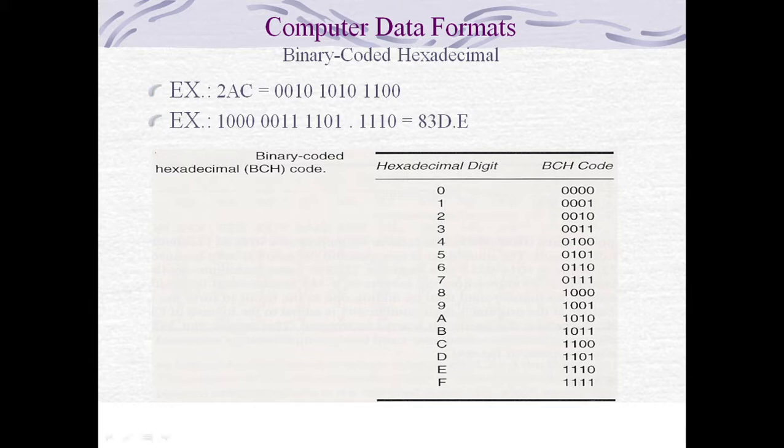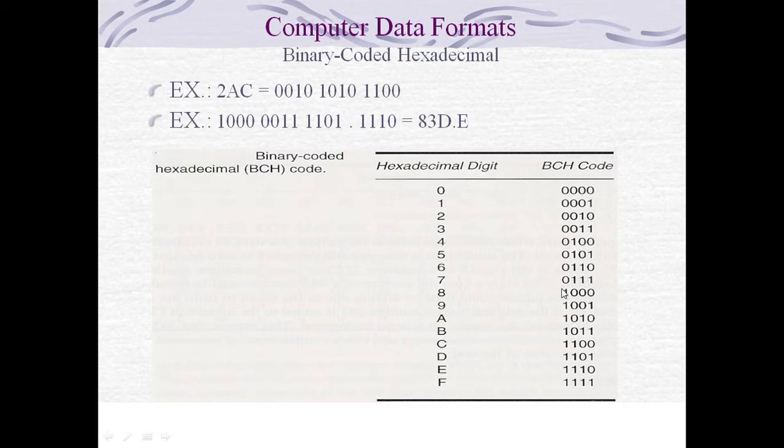So here we have a binary coded hexadecimal table where we have 16 digits, the hexadecimal digits, and there is a 4-bit binary code for each hexadecimal digit. So 0 to 9 and then A to F, these are the hexadecimal digits, and each hexadecimal digit is represented with a 4-bit code, and that is 0000 for the 0, and 0001 for 1, 0010 is for 2, and so on and so forth. And finally for F, the binary coded hexadecimal code is 1111.